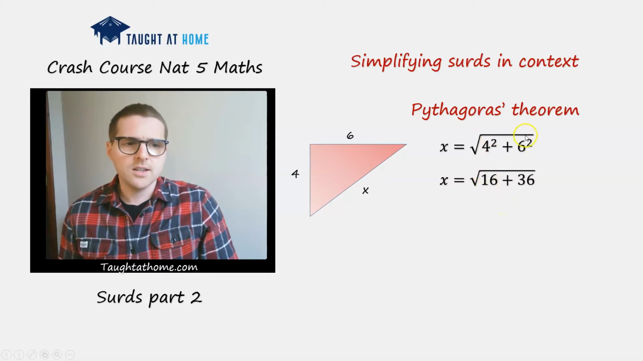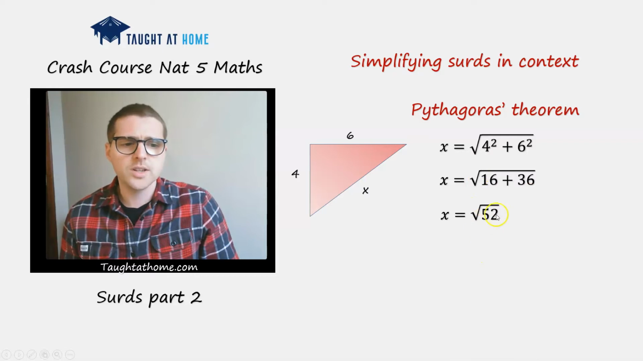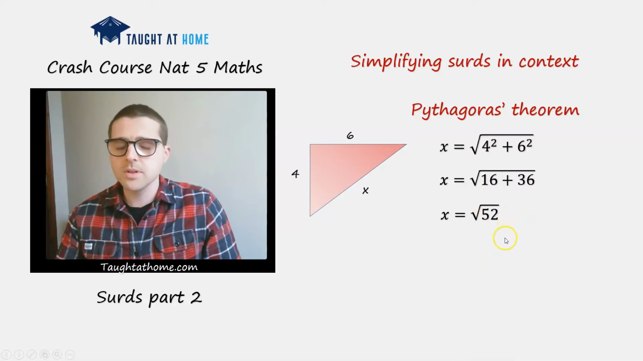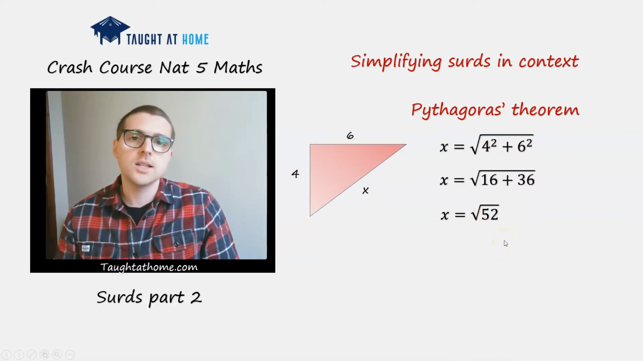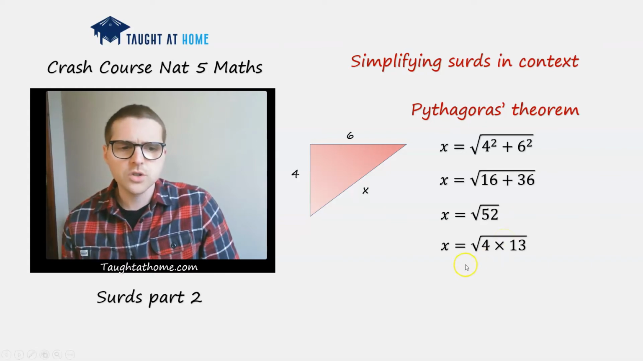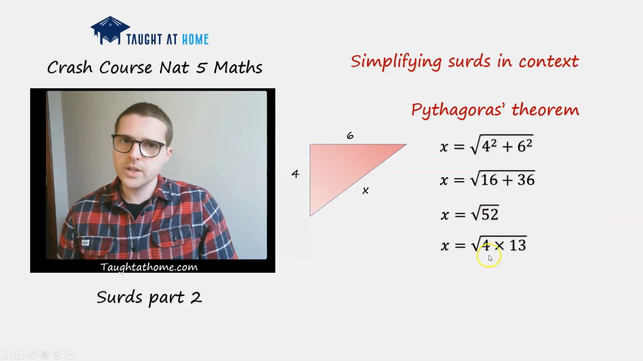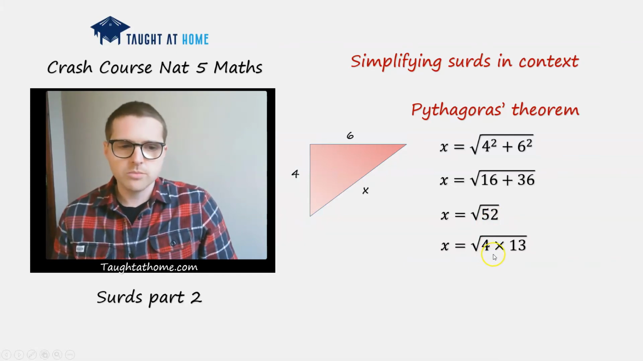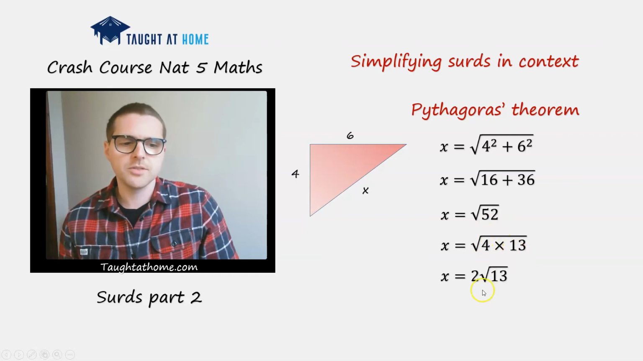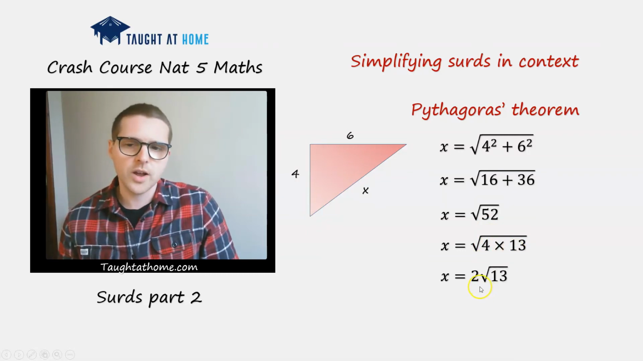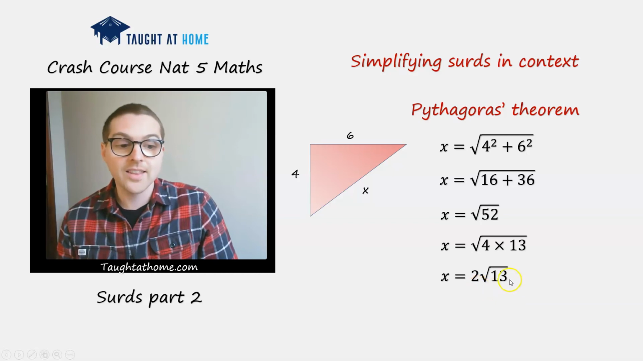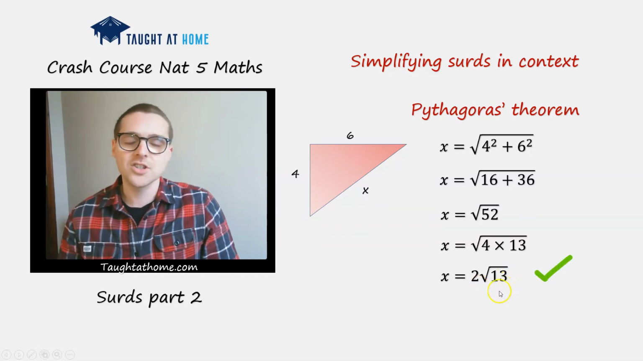4 squared is 16, 6 squared is 36. So we've got the square root of 16 plus 36, which is the square root of 52. Now we have to simplify the square root of 52 to be in its simplest form. We can split this up in many ways, but the one with the square number in it would be the square root of 4 times 13, which simplifies to 2 times the square root of 13. And this there is the surd in its simplest form.